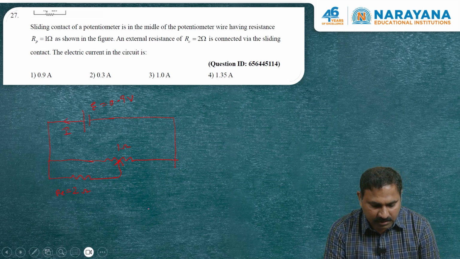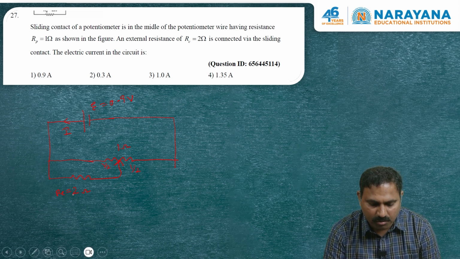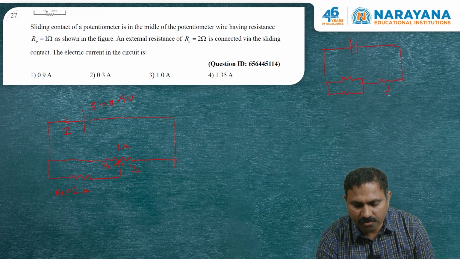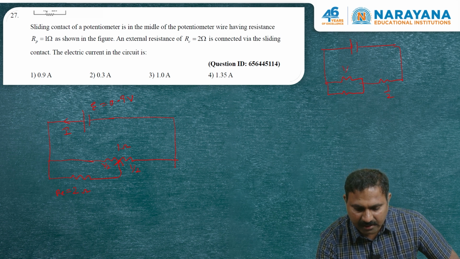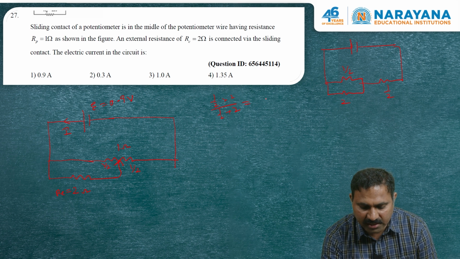So here it is clear, this 1 ohm can be divided into two parts, half ohm here, half ohm here. This half ohm is in parallel with the 2 ohm resistor, so the circuit can be rearranged like this. This half ohm resistor is in series with the parallel combination of half and 2. So let us find the effective resistance of this parallel combination: half into 2 by half plus 2, multiplying with 2 on both sides, it will be 2 by 1 plus 4, it will be 2 by 5.